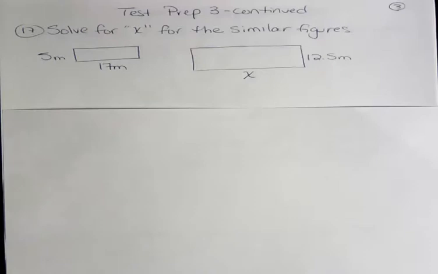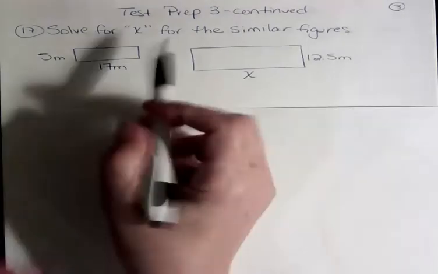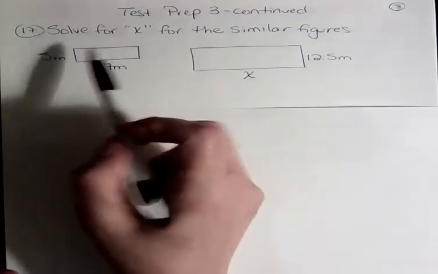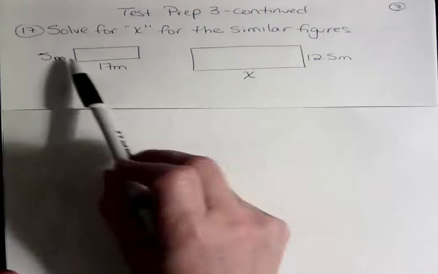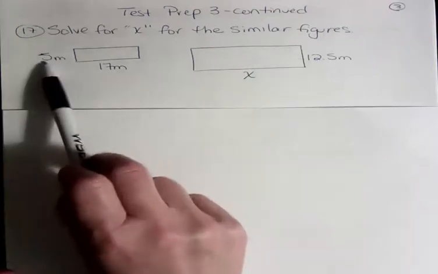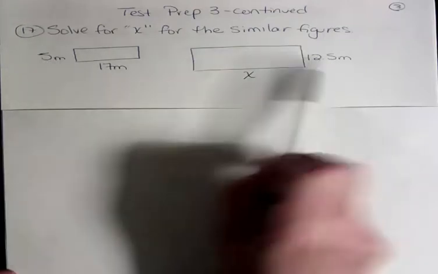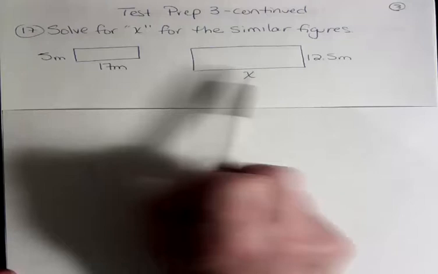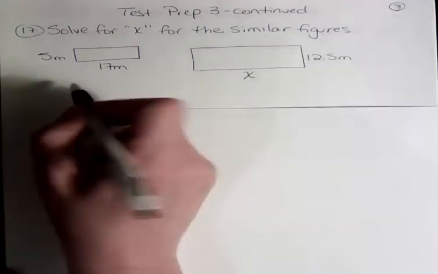17 is going to ask you to find x for two similar figures. This is a pretty simple problem, and this is a very easy example of it. But what I know is if they're similar figures, that means there's a scale factor that takes this size up to that, and then it takes proportionally the long side up to this. So I can set up a proportion.